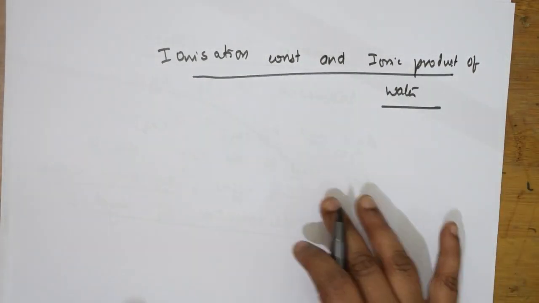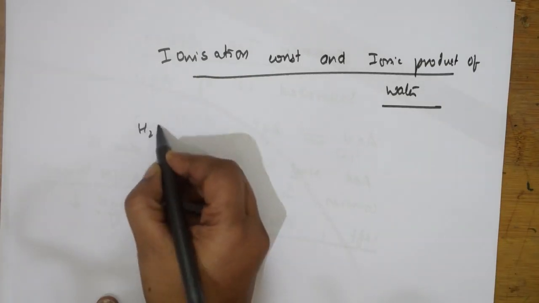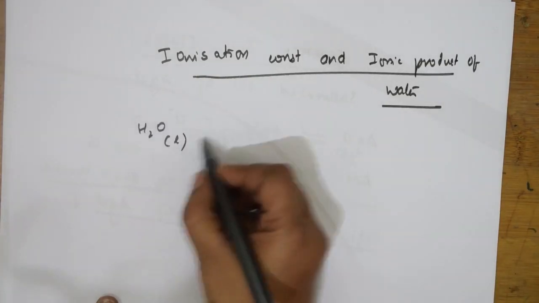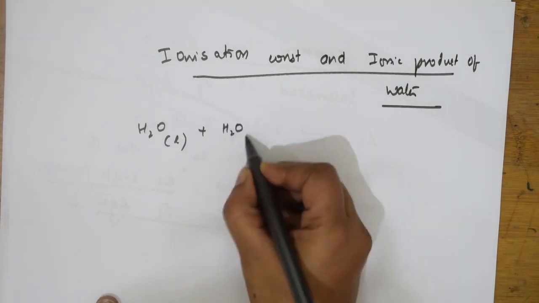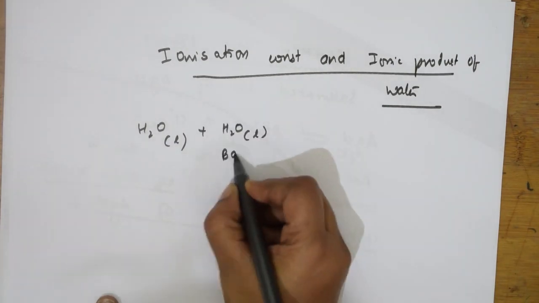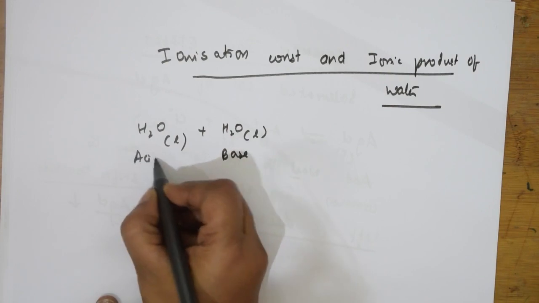Basically, whenever I speak about ionization, we very well know we have studied the Bronsted-Lowry concept of acid and base, conjugate acid and conjugate base. We will write in that term, and I'll try to explain from that concept. Suppose I have liquid water combining with water; here you're going to take one as base, and this is acid.